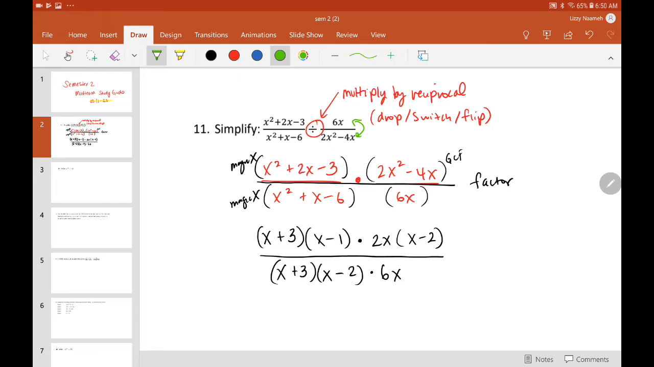Now we can cancel common factors. My x plus 3 on the top and bottom will go, and the x minus 2 on the top cancels with the x minus 2 on the bottom. Last but not least, because these are being multiplied, the x's can cancel, and so too can the 2 and the 6, leaving us with a 1 on top and a 3 in the denominator. So my final answer here is x minus 1 all over 3.